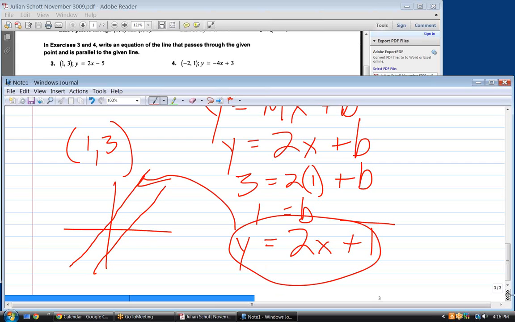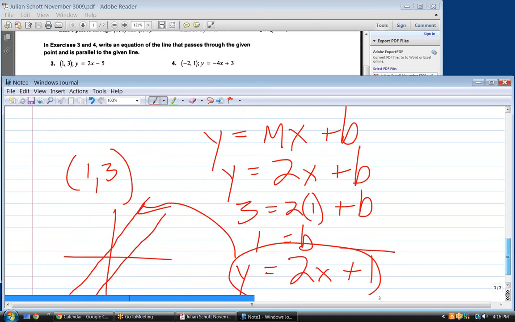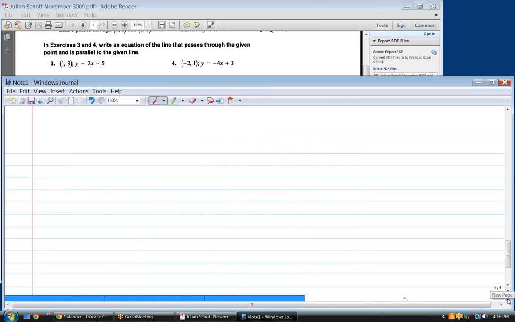Okay, so that's what we're going to do to solve for these equations: we're going to use the slope-intercept format and solve for b on every one. So let's do that here.